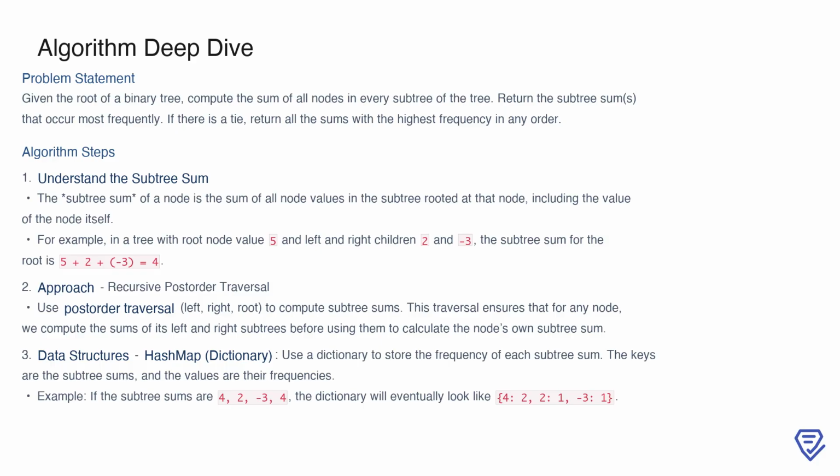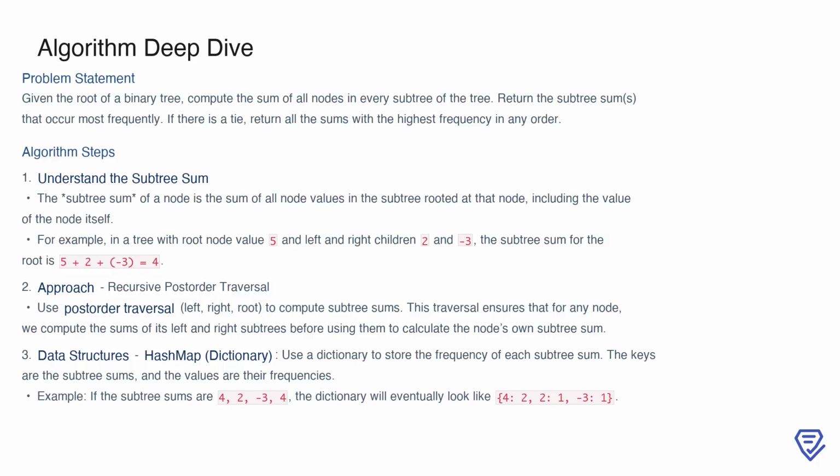First, the subtree sum of a node is defined as the sum of all values in the subtree rooted at that node, including the node's own value. For instance, if we have a tree with root value 5 and its left and right children are 2 and -3 respectively, the subtree sum for the root is calculated as 5 + 2 + (-3), which equals 4. The approach we use to solve this is recursive post-order traversal.